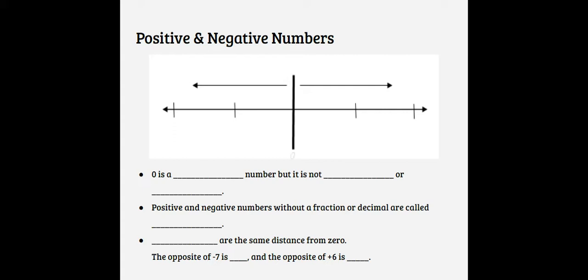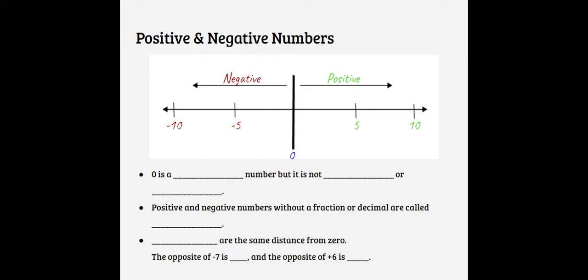The first thing we're going to do is label our number line. -10 and -5 are in red. The 0 you write with your pencil, and then the +5 and +10 are labeled in green. On the left-hand side, we're going to label negative, and on the right, positive.